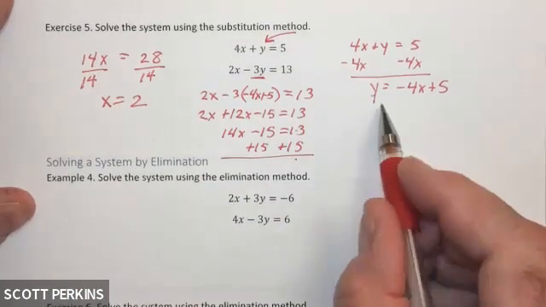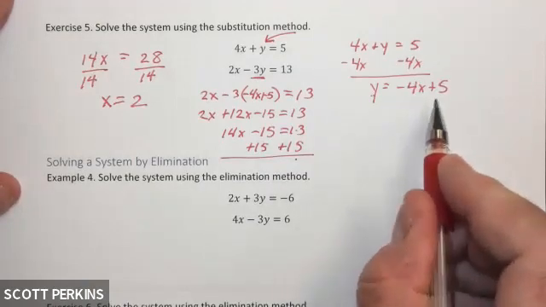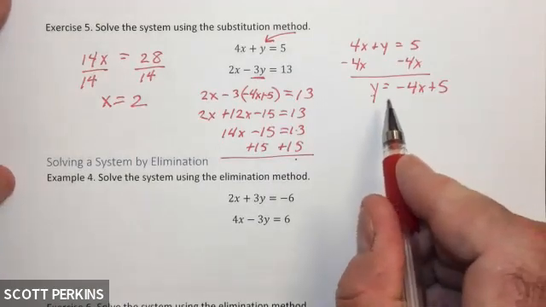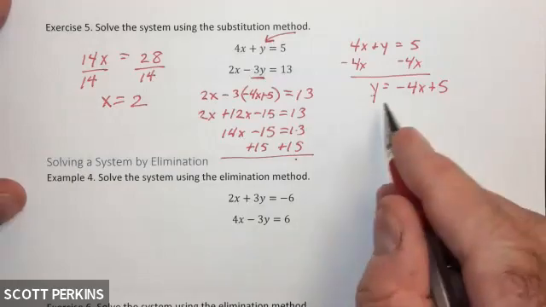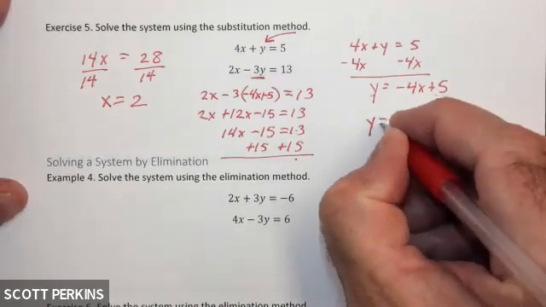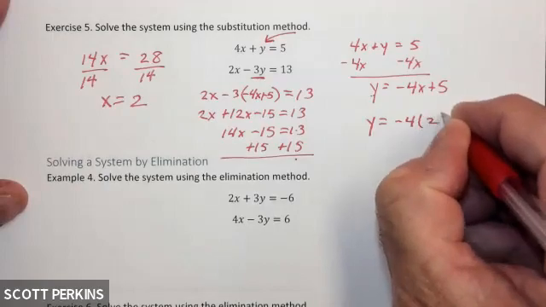Now that I got that, I'm just going to come back over here underneath this equation that I took the effort to solve for y, and I'm going to take advantage of that effort now, and I'm going to say, okay, then y is negative 4 times 2 plus 5.